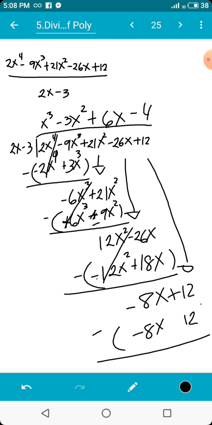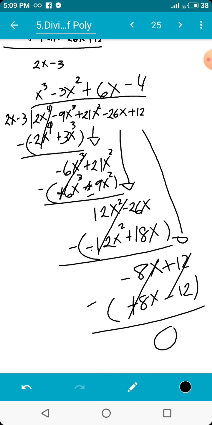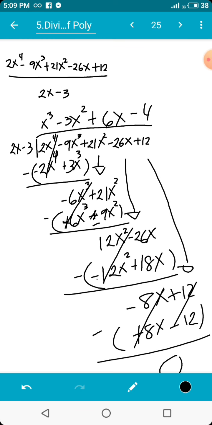So, minus. So, magiging positive, magiging negative. So, we have here negative and positive 8x, so canceled. And then we have here positive 12 and negative 12 canceled. So, in short, wala tayong remainder. Okay? So, yung quotient natin ay x cubed minus 3x squared plus 6x minus 2. Okay?